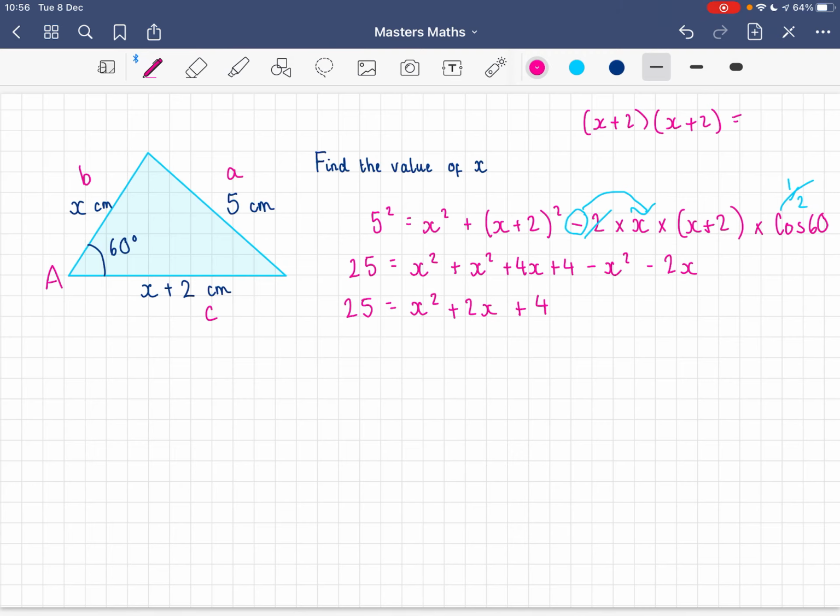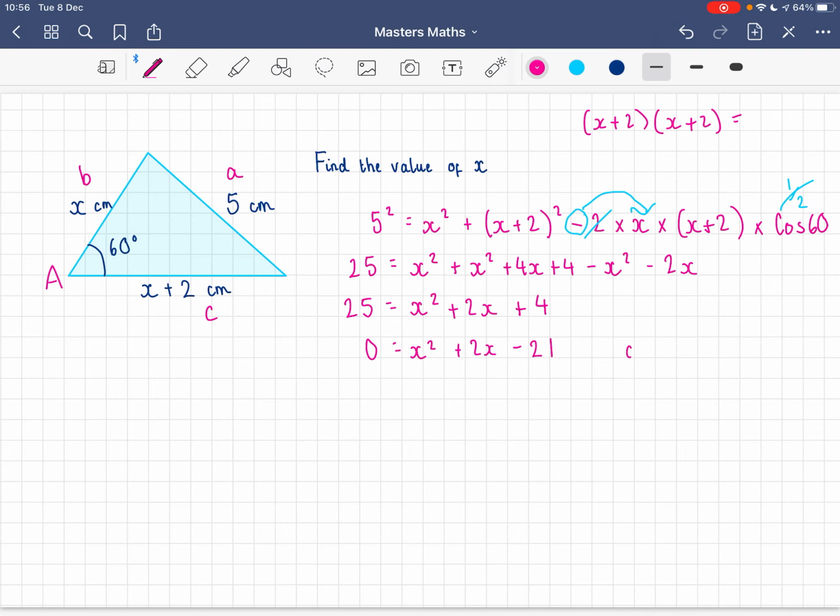And now I obviously have a quadratic. I'm going to solve it. I'm going to make it equal to 0 first. So I have x squared plus 2x minus 21. I'm hoping that's going to factorize. I don't think it's going to though. Negative 21, 3 times 7. No, I can't get 2. Okay, I'm going to have to use the quadratic formula.